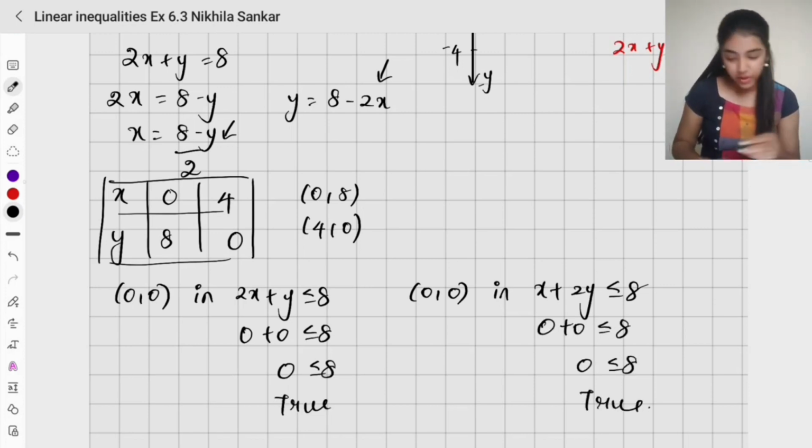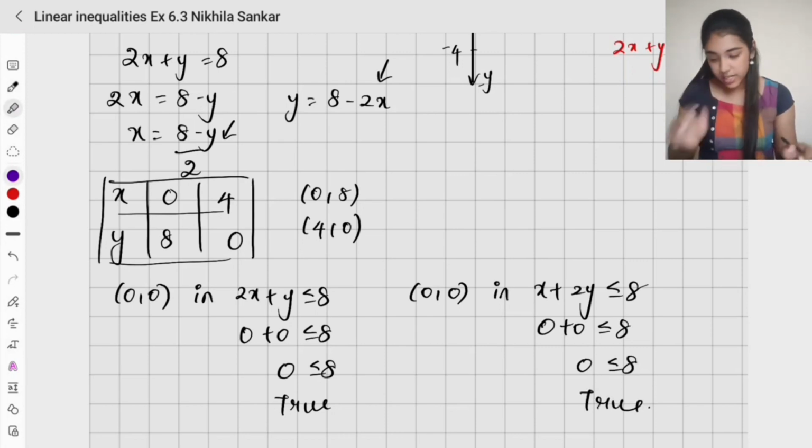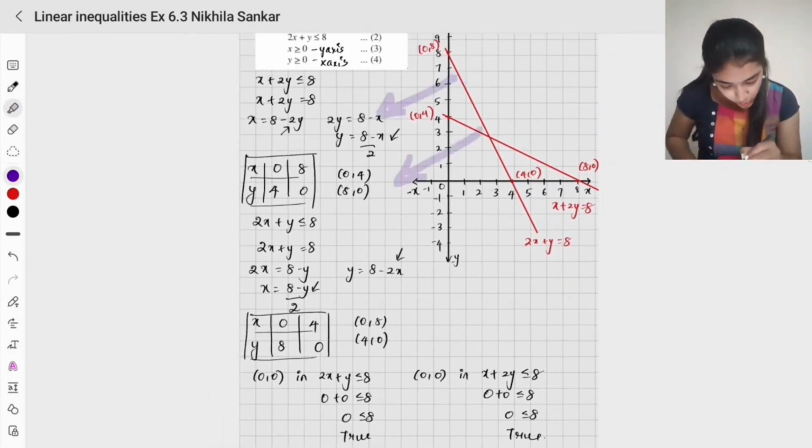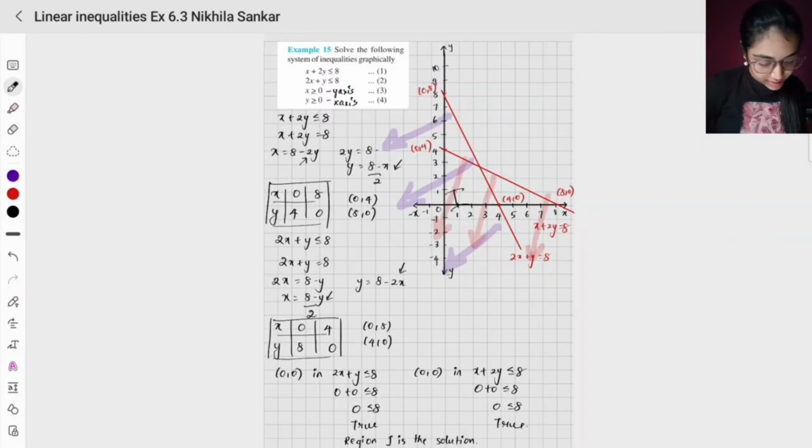So இப்போ இது ரெண்டுத்துக்குமே shaded region எப்படி இருக்க போகுது? It is going to be 0 and 0 are included. So இதுக்குமே lower half plane, இதுக்கும் lower half plane. So for this line also it is going to be the lower half plane. And what is your x greater than 0 and y greater than 0? So it is going to be this part, correct? So it is going to be this side. X greater than 0 na இந்த பக்கம் இருக்க போகுது, y greater than 0 na இந்த பக்கம் இருக்க போகுது.